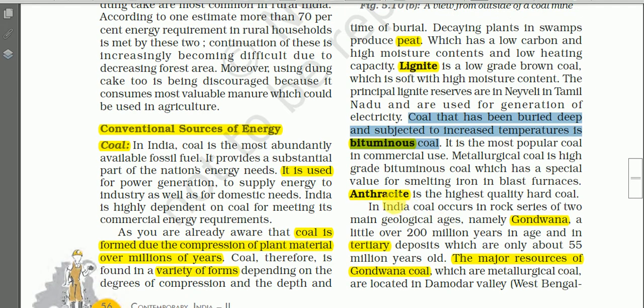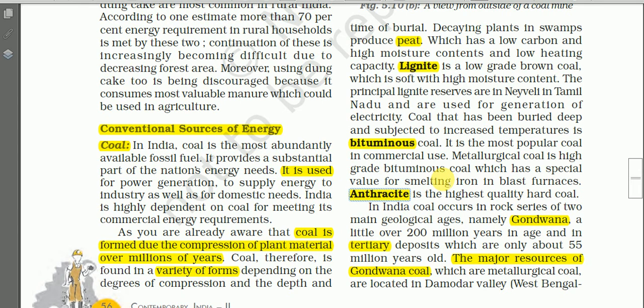And next we have the fourth type of coal, that is anthracite. So this is the best quality coal. This is the highest quality hard coal, and here the carbon content is more than 80%, and so it gives a short blue flame, no smoke is produced, and it sometimes leaves no ash.